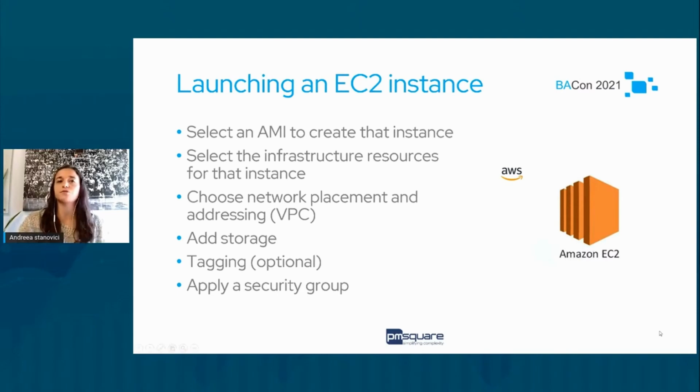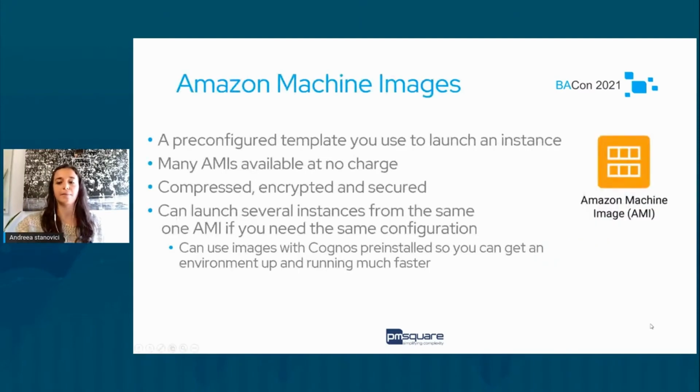We can go on to the next slide, talk about AMI, so Amazon Machine Images, as I already mentioned. An AMI is a pre-configured template that you would use to launch an instance. AWS provides a set of publicly available AMIs that contain software configurations at no charge to use, and there are quite a few. As you can expect from many Amazon services, an AMI is compressed, encrypted, and secured, no matter which operating system you use for that AMI.